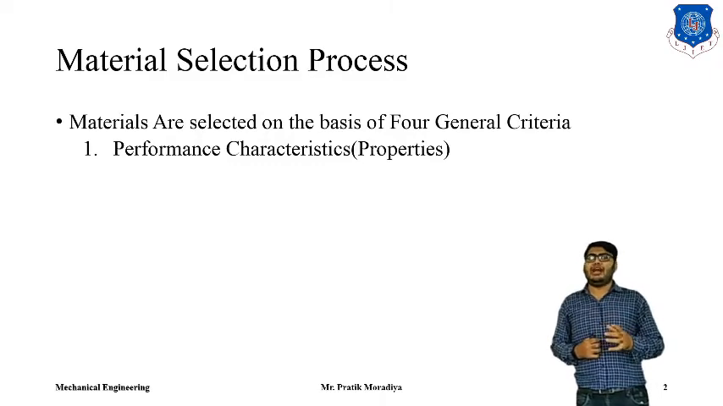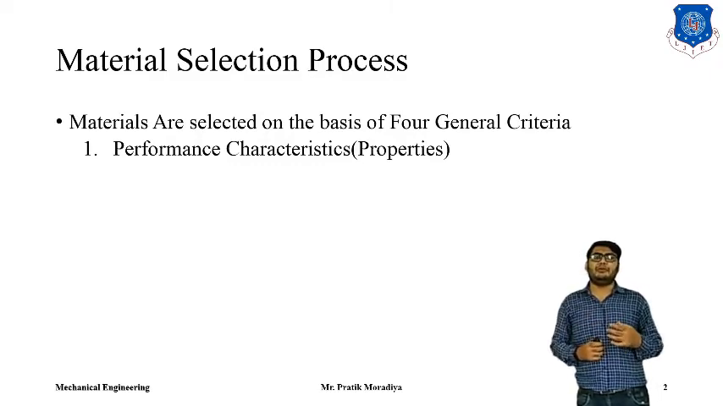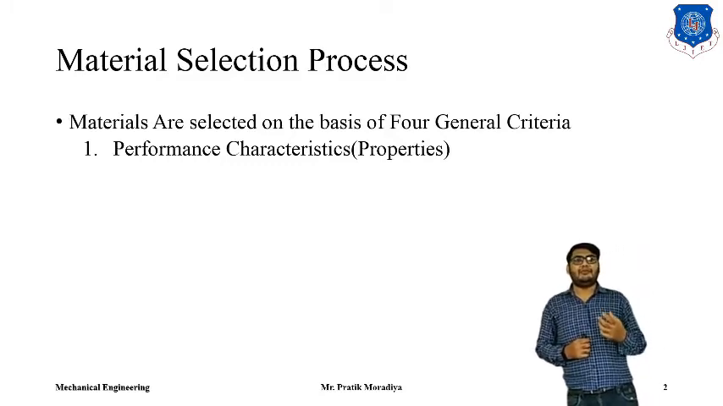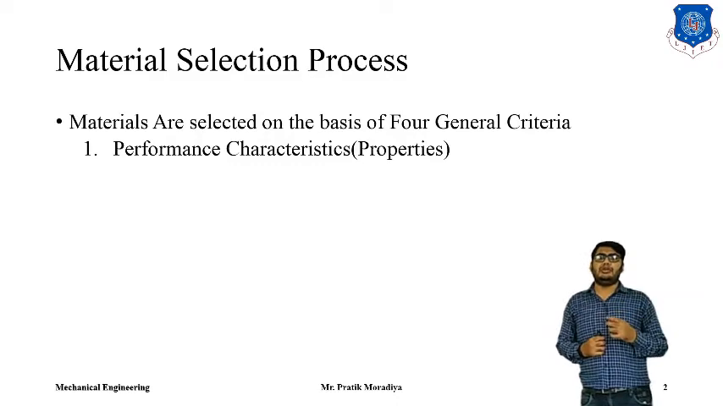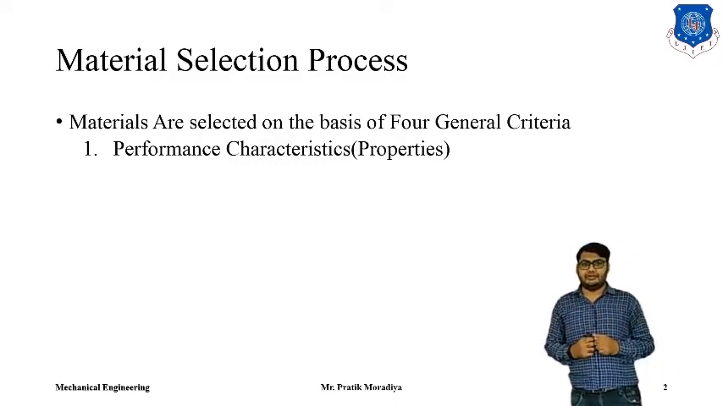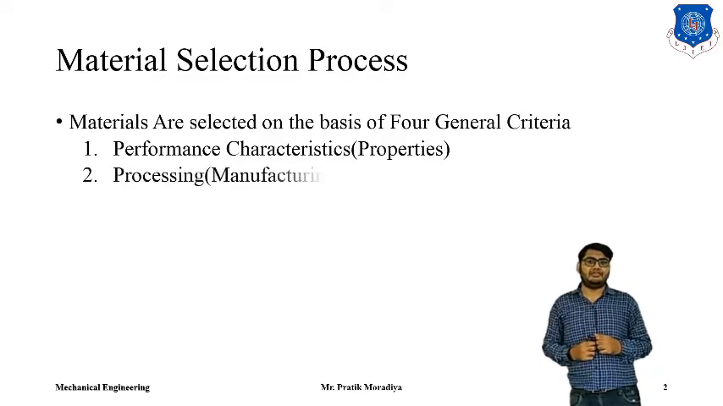If these properties are not as per your requirement, then your performance will not be as good as it should have been. For example, if you select a material for a heat exchanger which is not a good conductor, then your performance will not be as good as compared to a material which is a better conductor. That's why these properties are called performance characteristics.